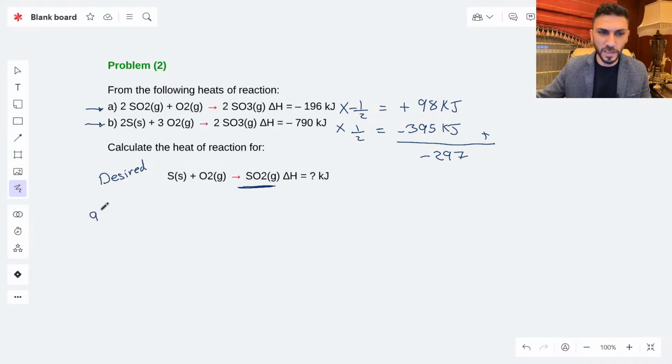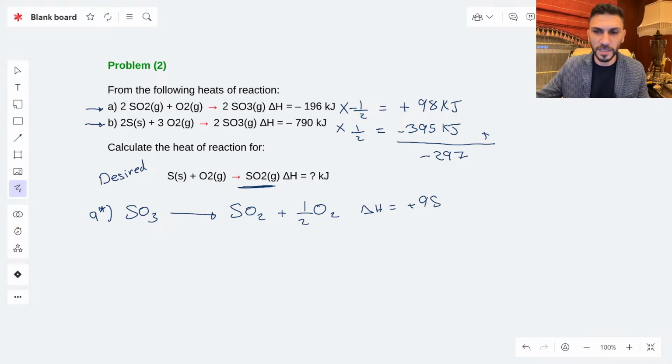So A star, it will equal to SO3 1 mole, because we divided by 2 or we multiplied by half, yields to SO2 only 1 mole plus 1/2 or half O2. And delta H for this reaction, it equals to positive 98 kilojoules.